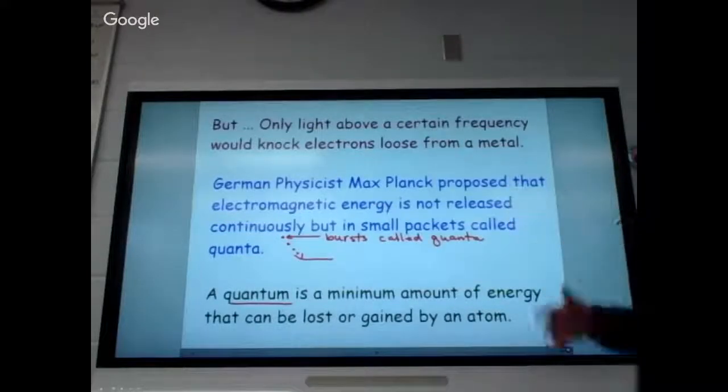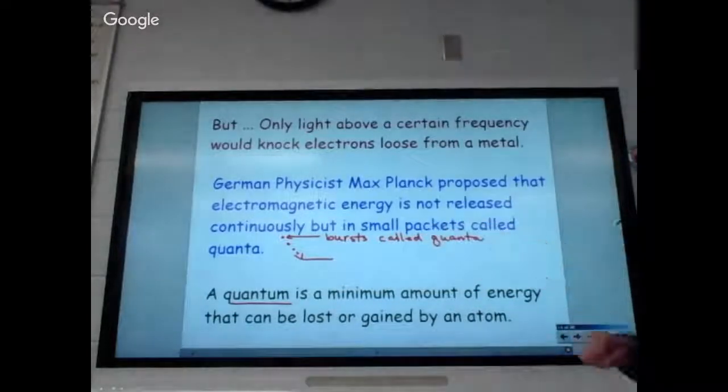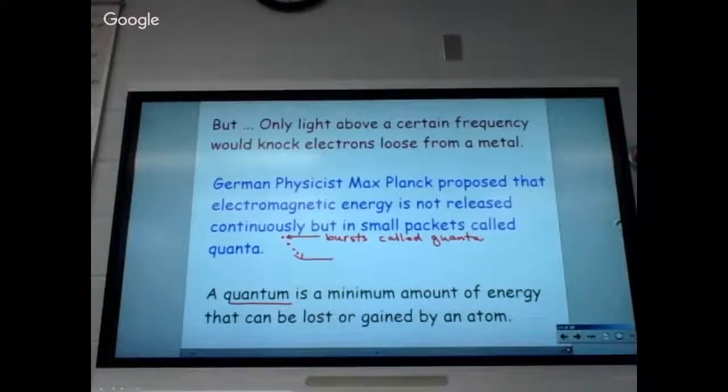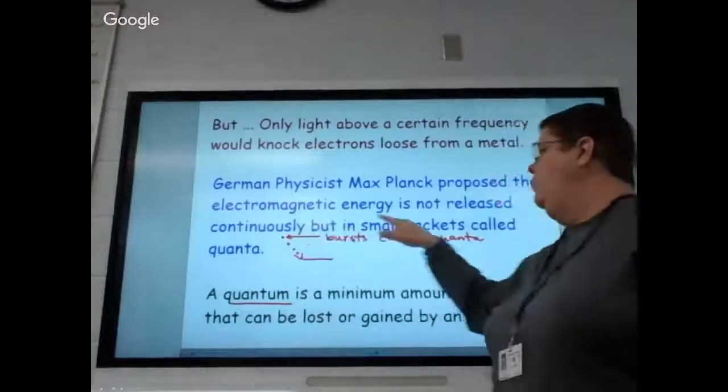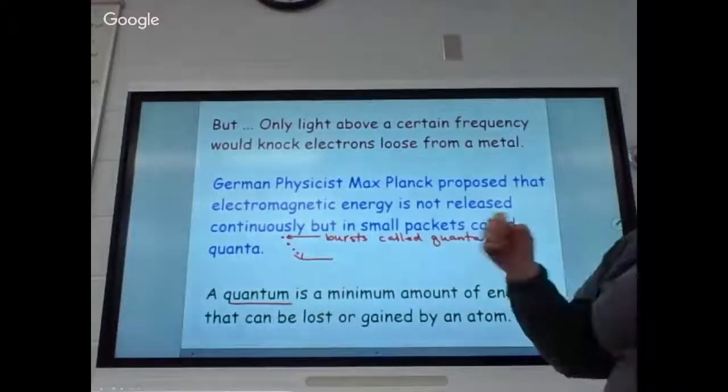So, what kind of light has to hit the metal? Well, Planck said when he did this that he suggested a certain kind of light. This light can't be continuous. The light has to hit the metal in what? Quanta or packets, or bursts of light.